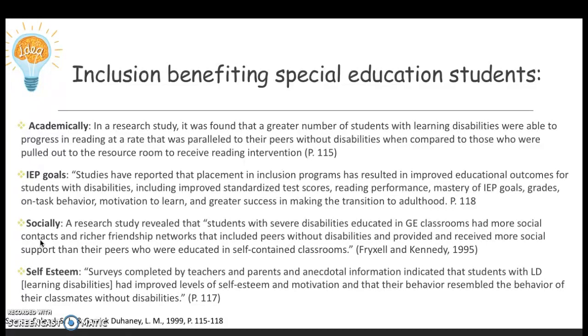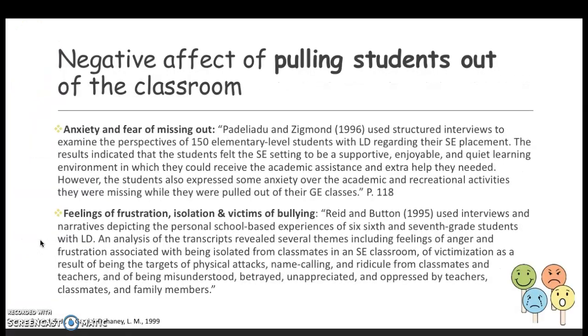Lastly, special education students' self-esteem has improved from being in an inclusive classroom. So surveys completed by teachers and parents and anecdotal information indicated that students with learning disabilities had improved levels of self-esteem and motivation, and that their behavior resembled the behavior of their classmates without disabilities. So you can even say that the general education students have kind of become a role model for the special education students in a general education classroom.